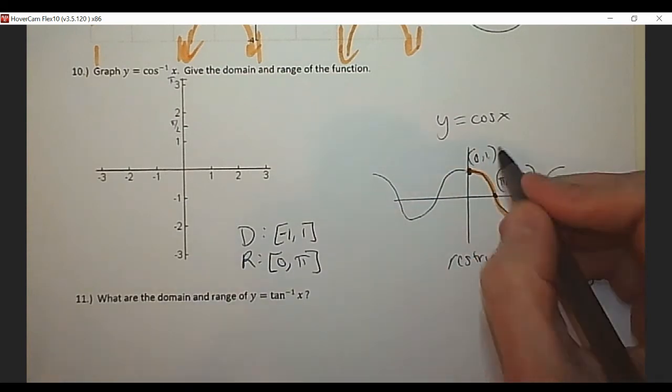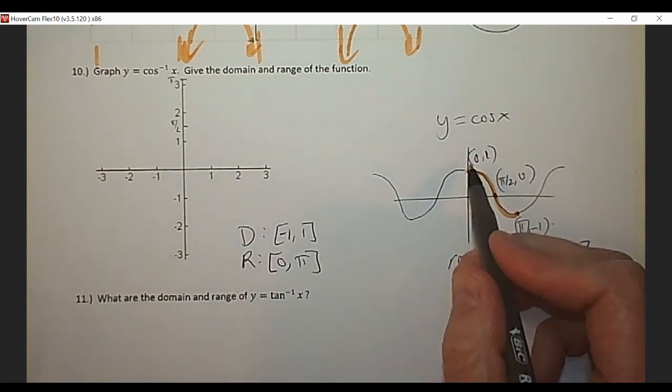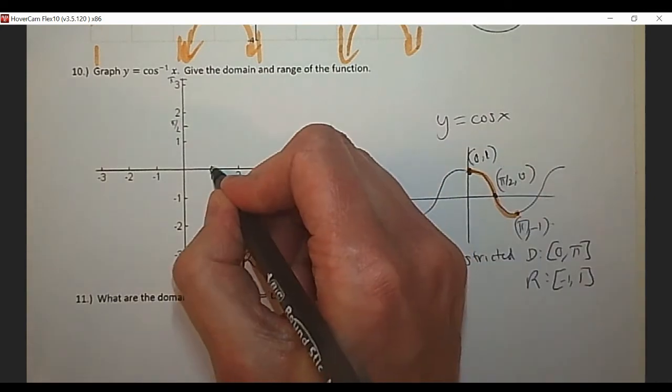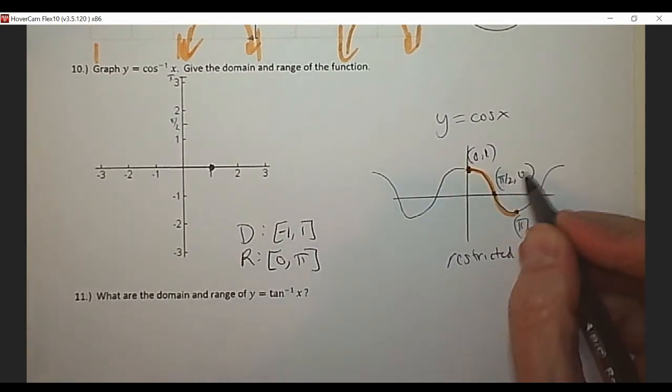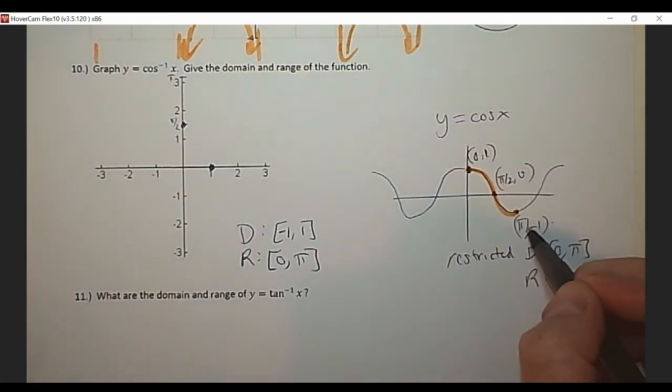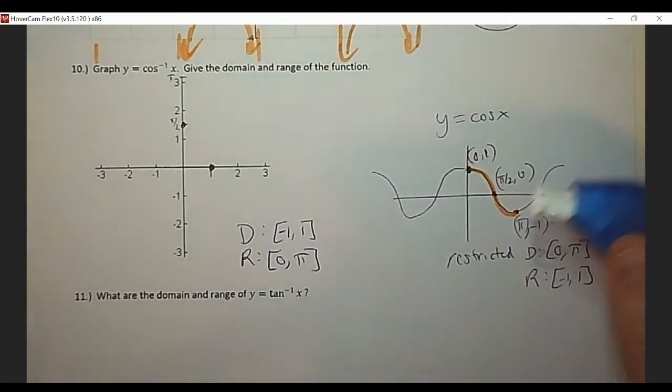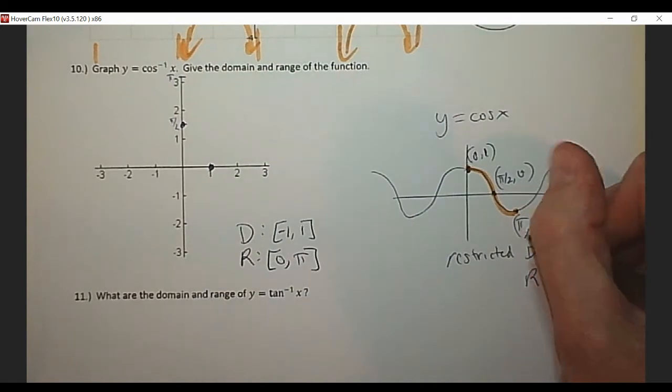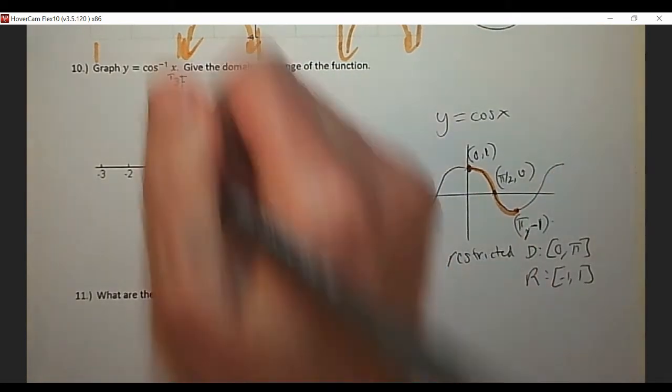We reverse those ordered pairs. That's a property of inverses. So if 0, 1 is on cosine, then 1, 0 is on the inverse. If pi over 2, 0 is on cosine, then 0, pi over 2 is on the inverse. And finally, instead of pi, negative 1, it's a little sloppy, let me clean that up. Instead of pi, negative 1, we're going to have negative 1, pi.